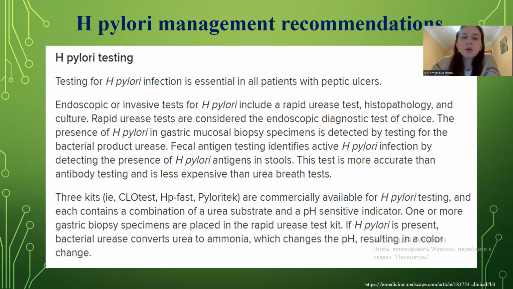The presence of Helicobacter pylori in gastric mucosal biopsy specimens is detected by testing for the bacterial product urease. Fecal antigen testing identifies active Helicobacter pylori infection by detecting the presence of Helicobacter antigen in stools. This test is more accurate than antibody testing and is less expensive than urea breath test.